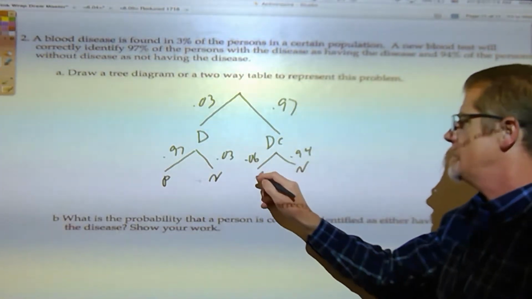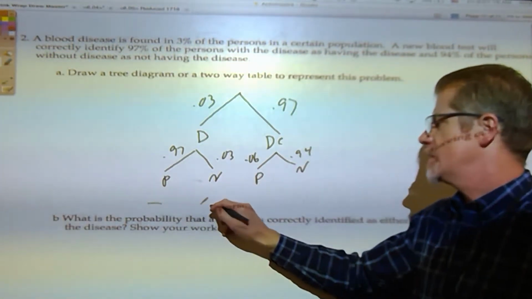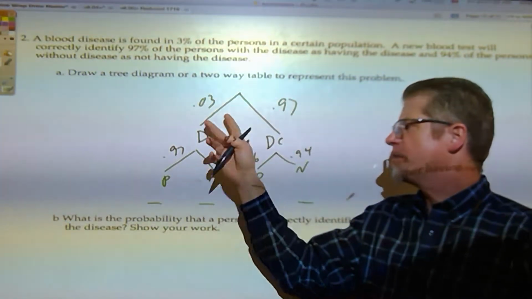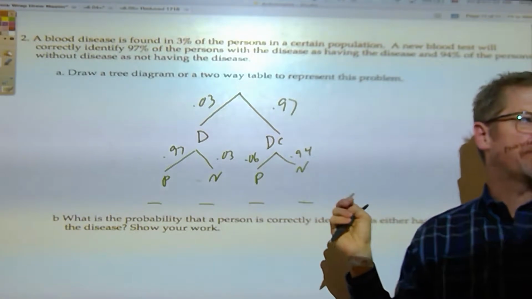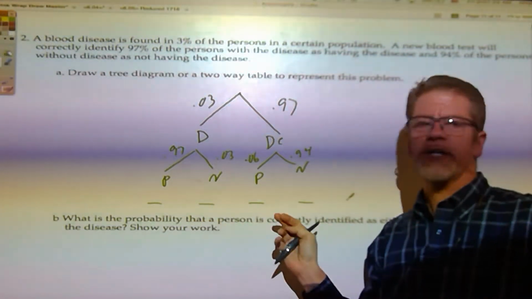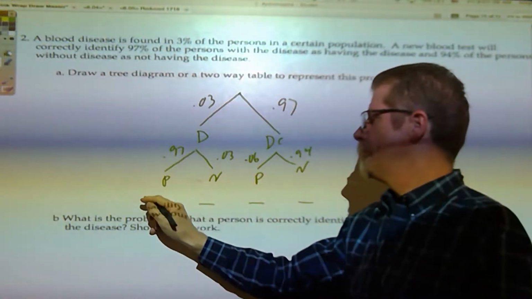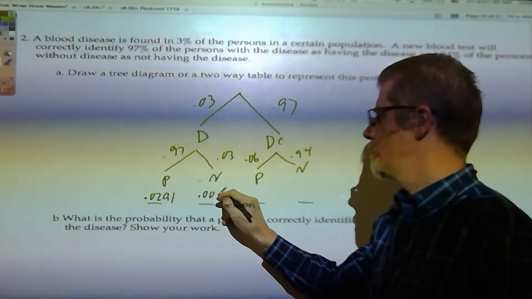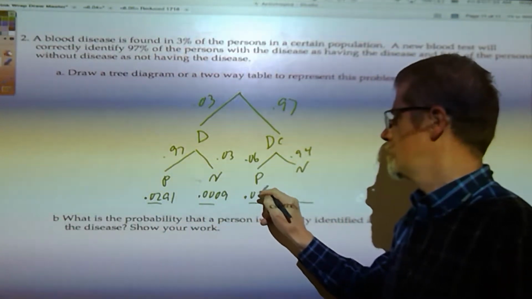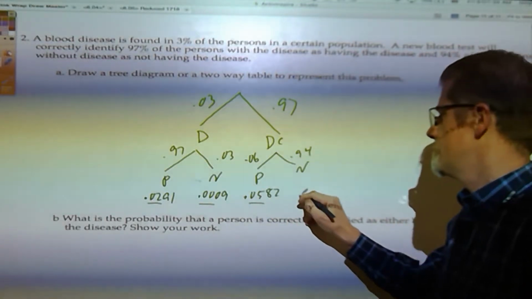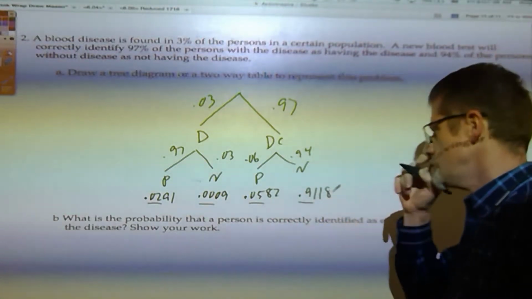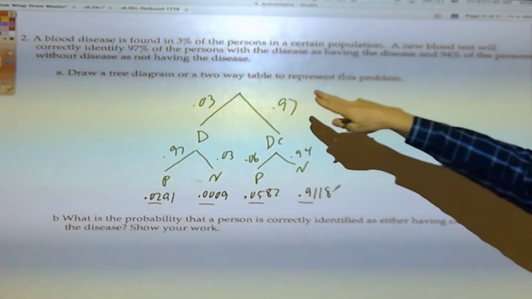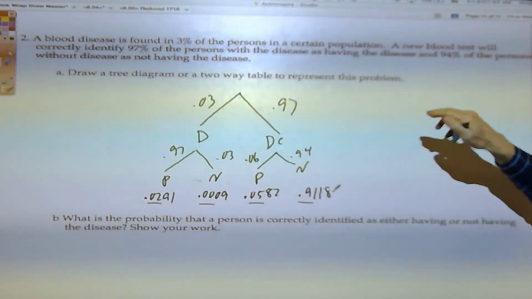So, great example of the kind of stuff we did in class two days ago. Has anyone already multiplied upper branch times lower branch to get the four leaves and can report to me this quadruplet of numbers? Kennedy, go ahead. 0.0291, yep, keep going. 0.0009, 0.0582, 0.9118. Super.